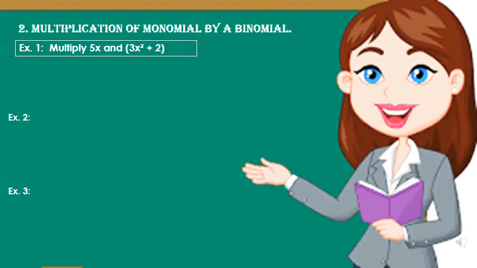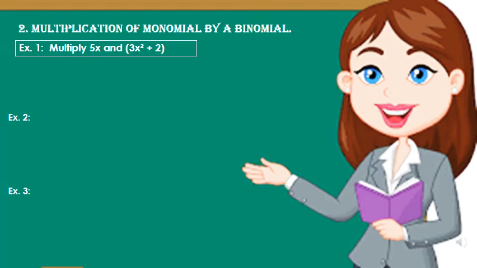Dear students, hope it is clear to you all how to multiply a monomial with a monomial. Now we will be learning the second multiplication, that is multiplication of monomial by a binomial. You can see the question here. You have a monomial and a binomial in the question and you are being asked to multiply these two. So how do you multiply?